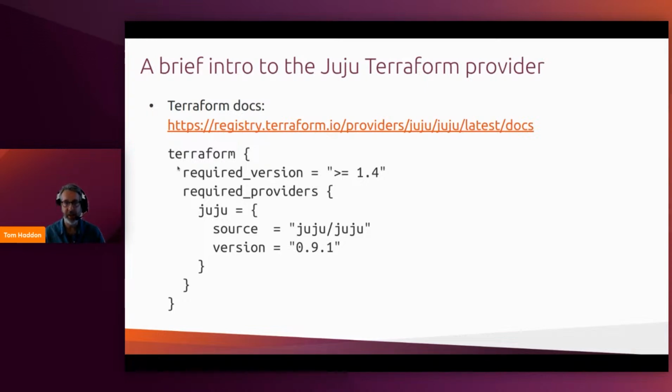To get started with the Juju provider, you just define this snippet of Terraform configuration. It's basically saying that we require a Terraform version greater than or equal to 1.4 because the Juju provider requires that version or later. And then it defines the source and the version that we want, which is the latest published version.